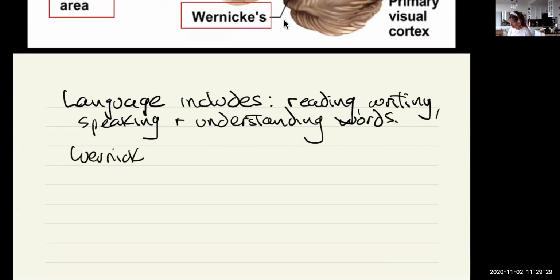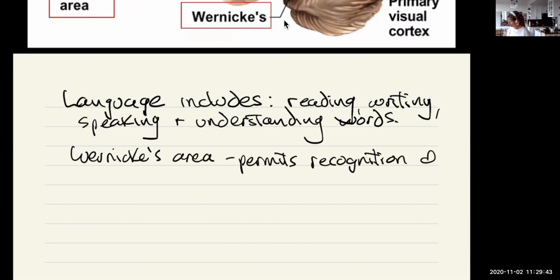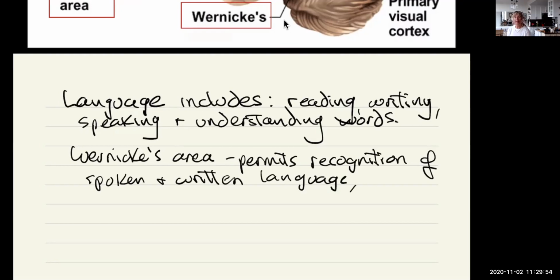Wernicke's area permits recognition of spoken and written language. And it also creates a plan for speech.